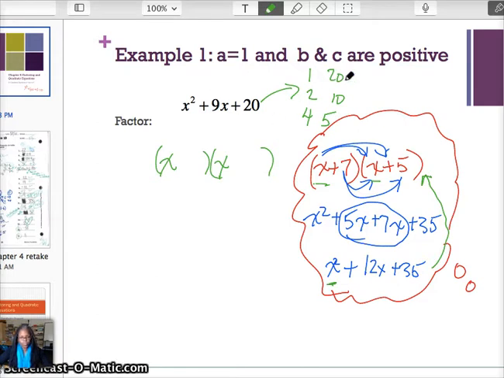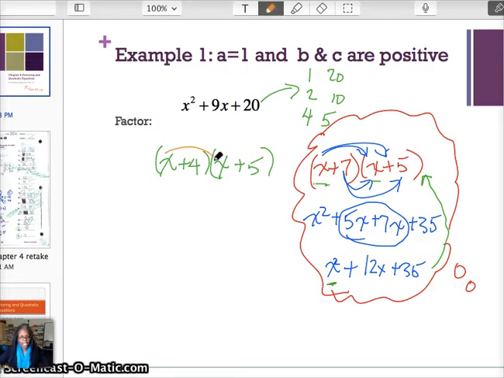So 1 times 20 is 20, that works, but it doesn't work for the 9. 2 times 10 is 20, but it doesn't work for the 9. It's the 4 times 5. So then I put in my plus 4 and I put in my plus 5 because I'm trying to find two numbers that multiply to give me a positive 20, yet add up to a positive 9. Does that make sense? So I feel confident that I factored correctly.